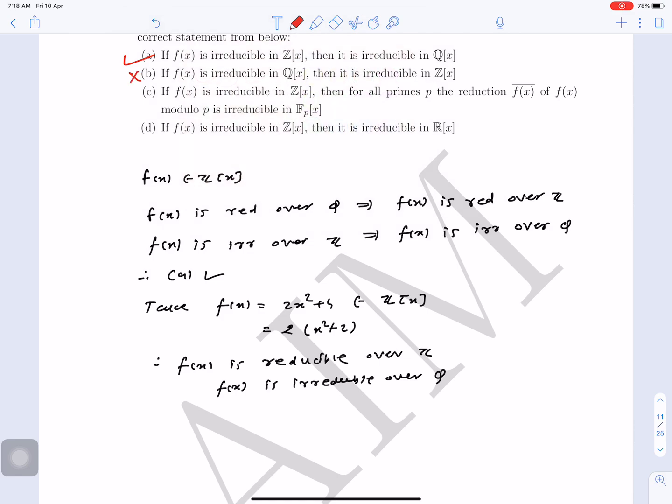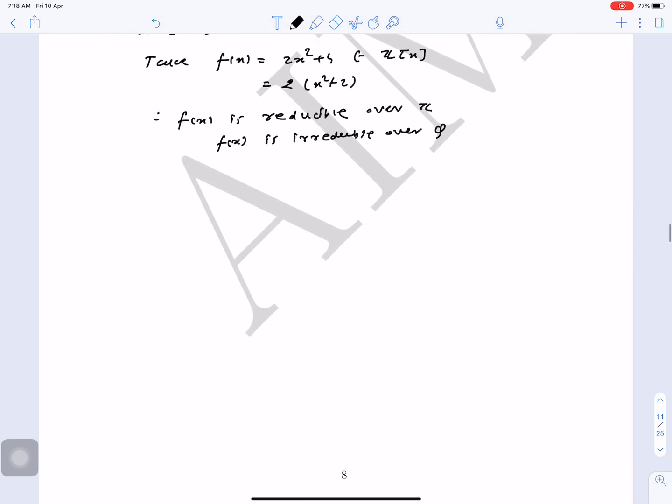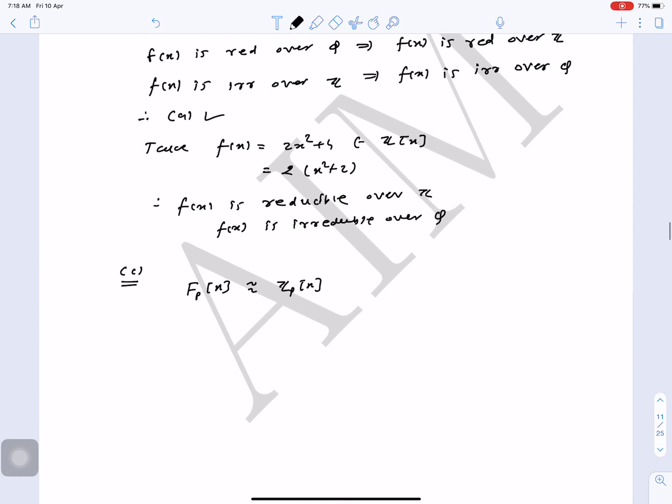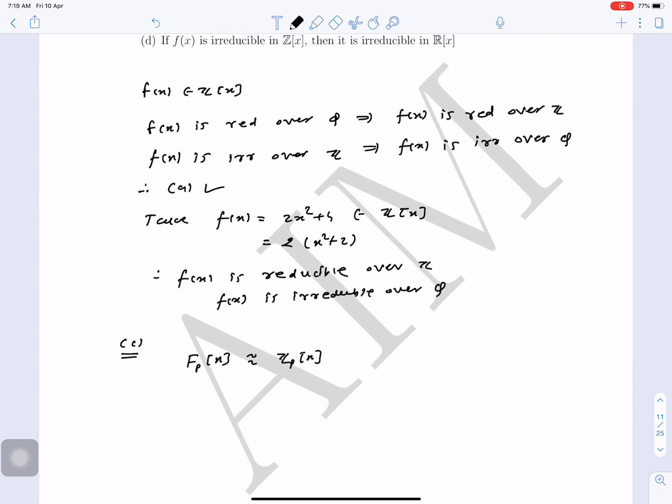Now option C says that if f(x) is irreducible in Z[x], then for all prime p the reduction f bar(x) of f(x) modulo p is irreducible in Zp[x]. So here you may consider Zp[x]. First of all, let me go for option C. First of all, Fp[x] is the same as Zp[x], the field with p elements. Fp means field with p elements.